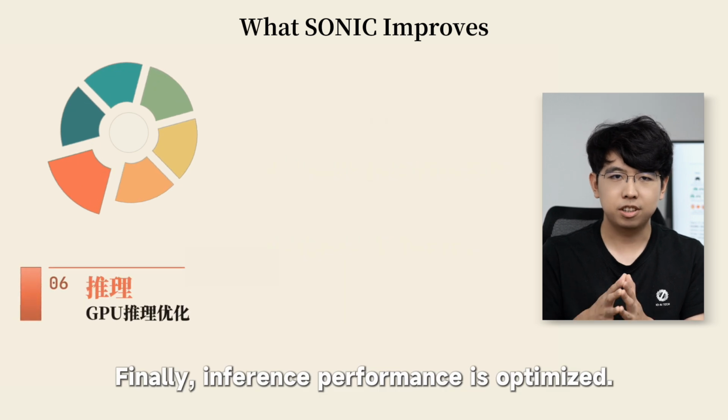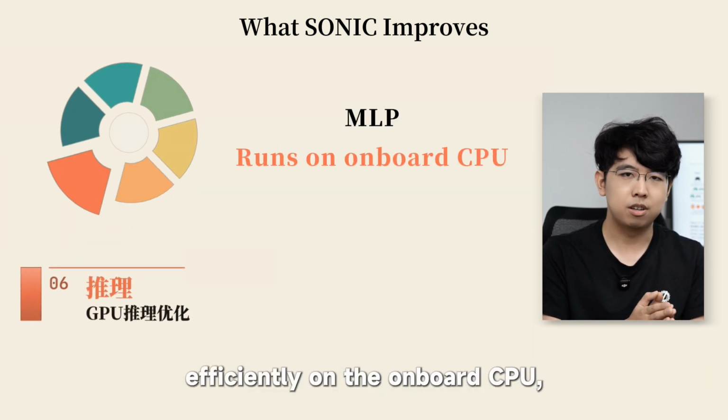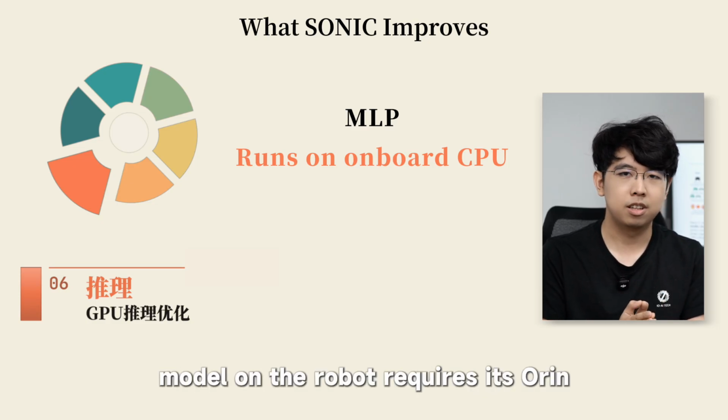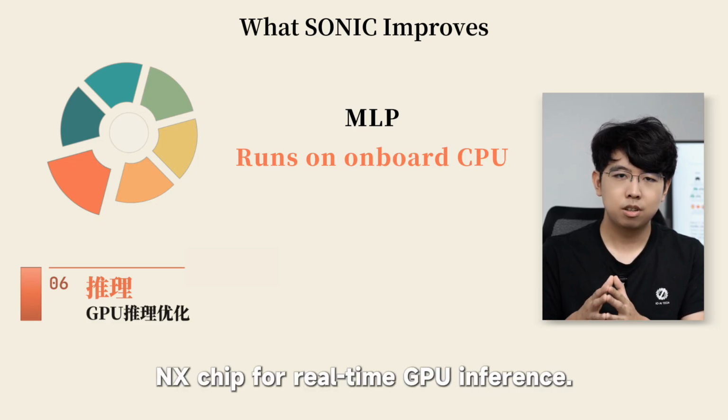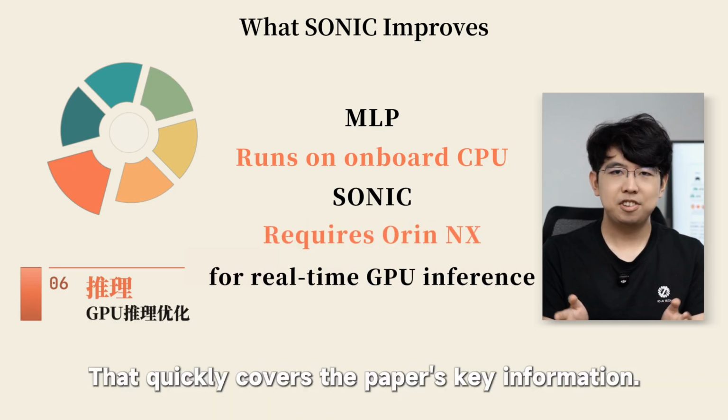Finally, inference performance is optimized. The original 250,000 parameter model ran efficiently on the onboard CPU, but running the 22.5 million parameter model on the robot requires its onboard chip for real-time GPU inference. That quickly covers the paper's key information.